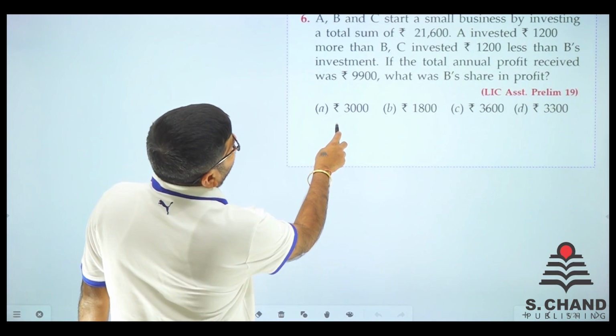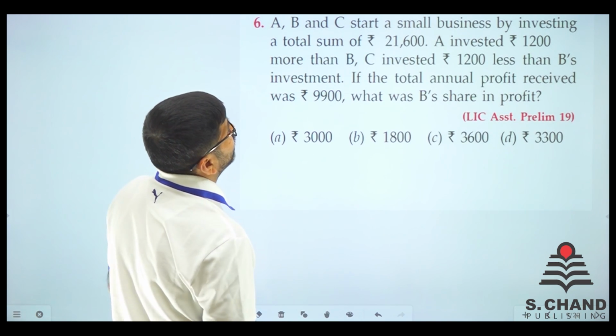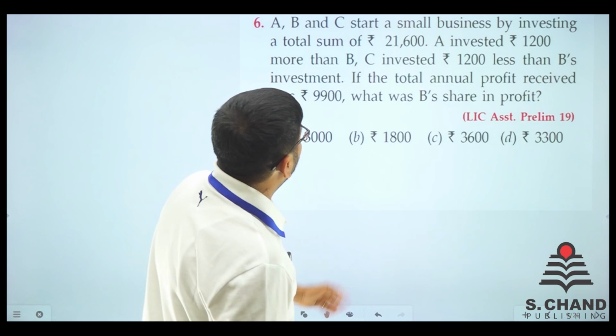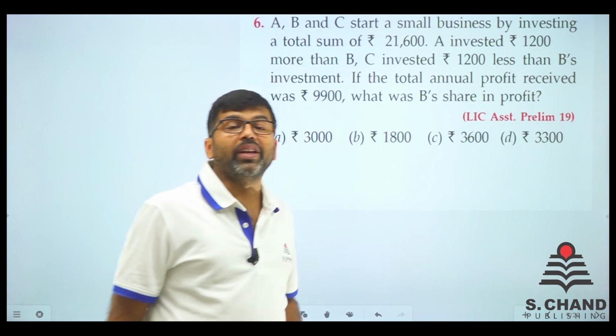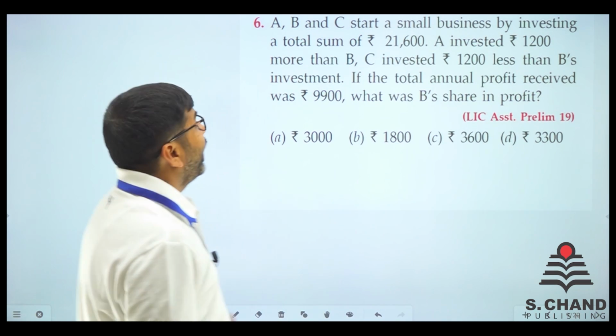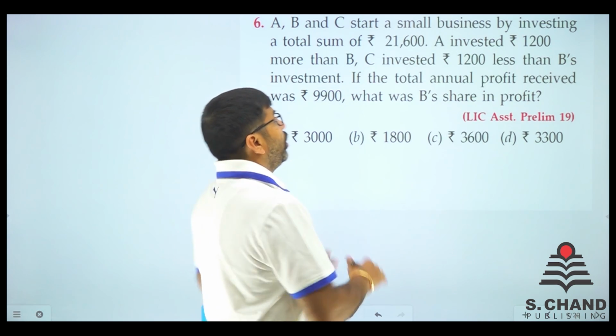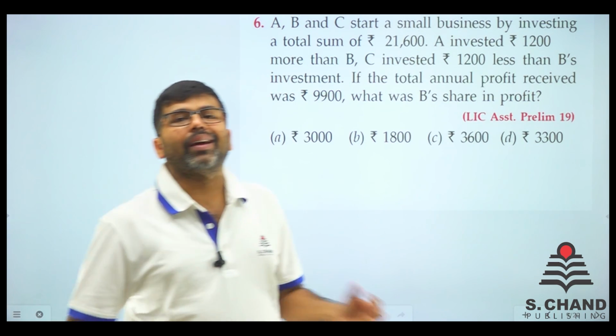Let's see what it says. A, B, C start a small business by investing 21,600 rupees. So the joint investment is 21,600. A invested 1,200 more than B. C invested 1,200 less than B. So both A and C are connected to B.